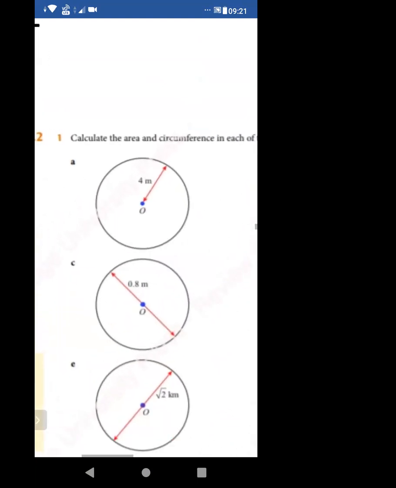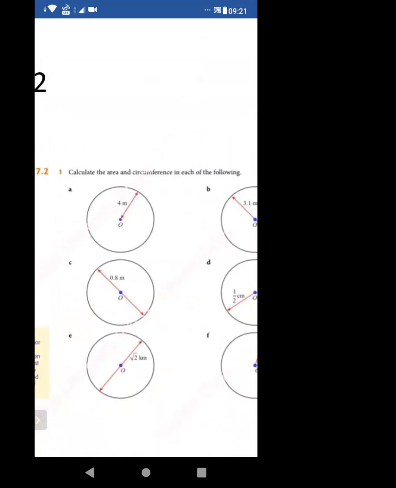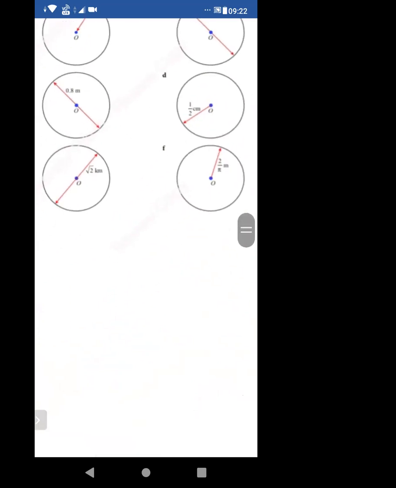Now the first one. Find the area and circumference of each of the following. The first ones are easy. Exactly, you were right. I am doing the F and E work. Look.